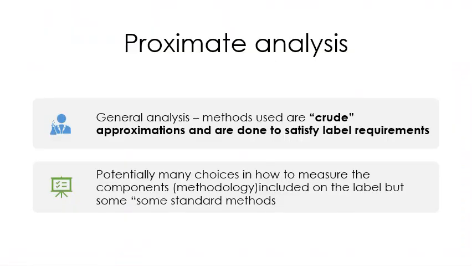It is a general analysis that will give us a crude approximation of the food composition, and these are done to satisfy label requirements. There are many choices on how you're going to measure components that need to be included in the label. But when it comes to proximate, it's important to use standard methods.